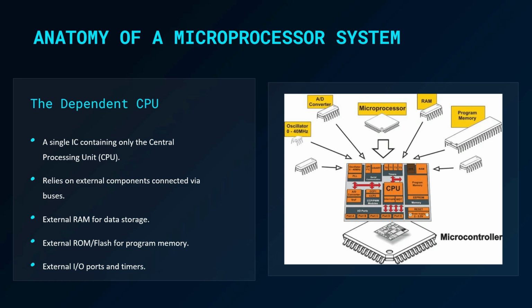A microprocessor typically contains only the CPU core, which includes the arithmetic logic unit, the control unit, registers, and internal data buses. Unlike microcontrollers, a microprocessor does not include built-in program memory, data memory, or peripheral interfaces. It needs several external components such as RAM for temporary storage, ROM or flash memory for program storage, and external input-output devices, timers, and communication controllers.